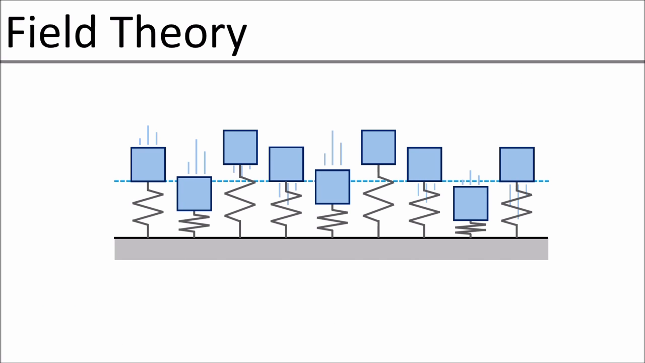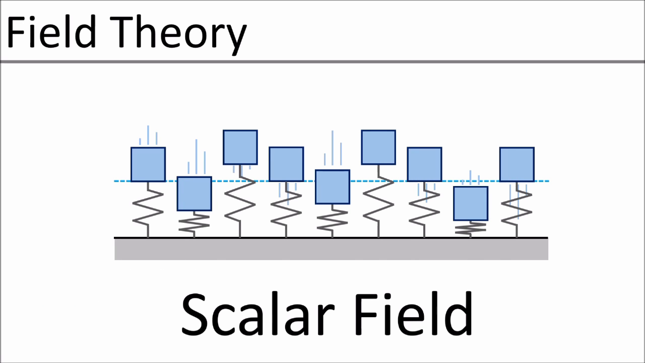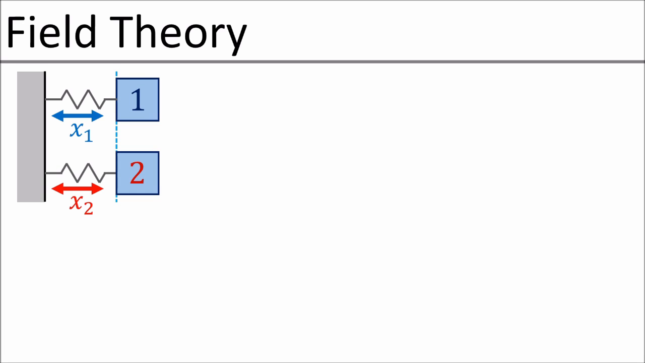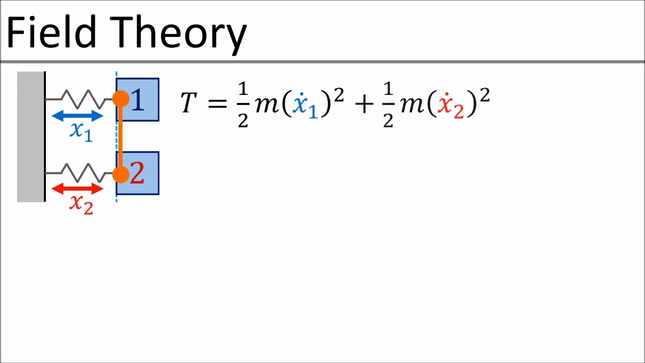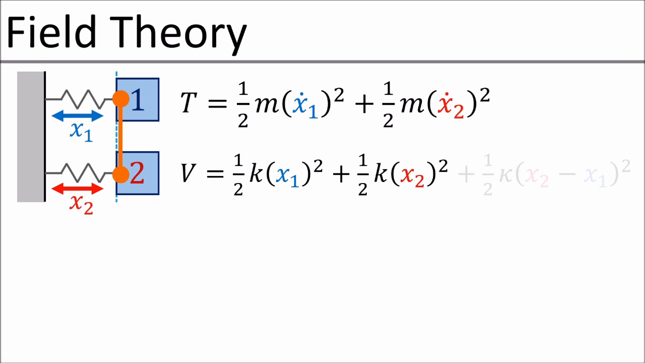It's possible to combine a bunch of simple harmonic oscillators into a continuous scalar field. We can start by taking two oscillators, labeled 1 and 2, and tying them together with a rubber band. Each oscillator gets its own kinetic energy term and its own spring potential energy term. There's also a coupling potential energy term for the rubber band that depends on the difference of the mass positions and an elastic constant kappa.